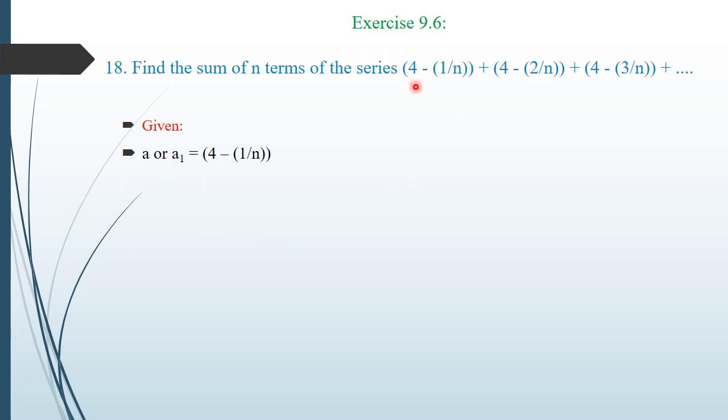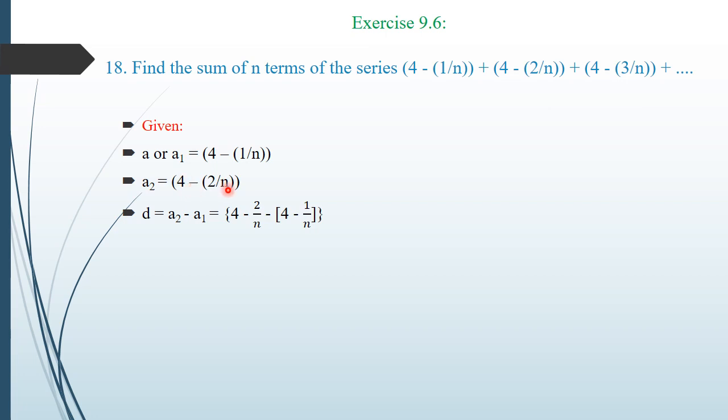The first term is given to me, that is 4 minus 1 by n here. The second term is given to me, that is a2 is equal to 4 minus 2 by n. One thing you can observe here is that everything is the same, except that here it is 1, next it will be 2, and next it will be 3, and so on it will go on. Now using this information, first I'll calculate the common difference d, that is second term minus first term.